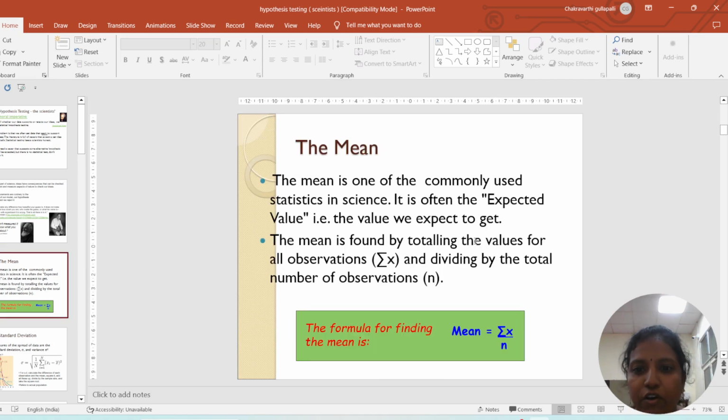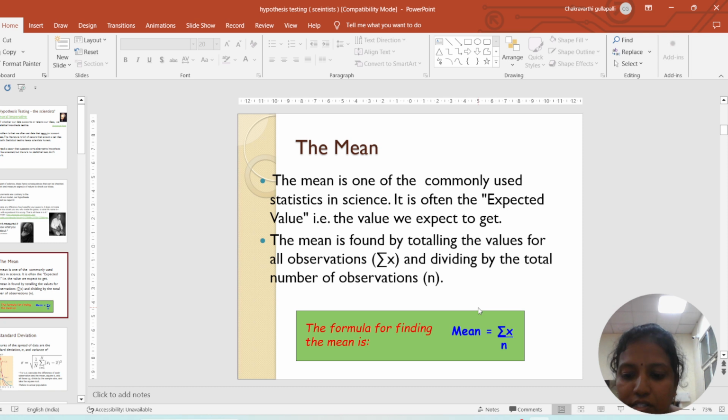So here, first of all, we discuss the mean. The mean is nothing but the expected value. Here we get the commonly used statistics and the expected value. How do we calculate the expected value? It is the total of all the observations divided by the total number of observations. Everybody knows the formula: mean is equal to summation xi by n.